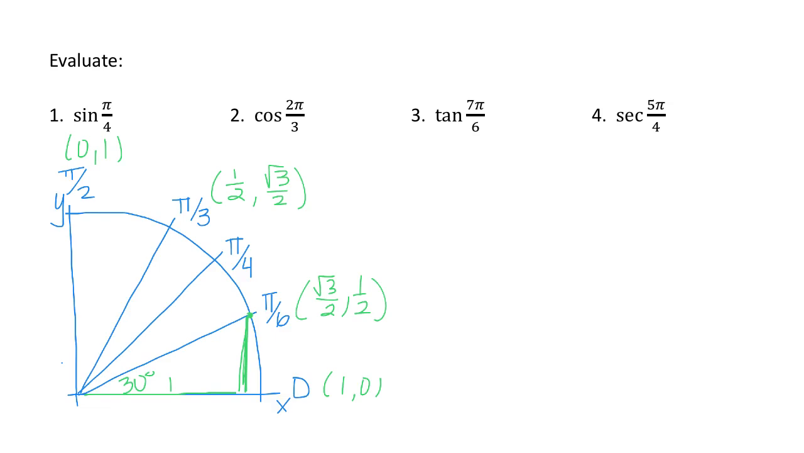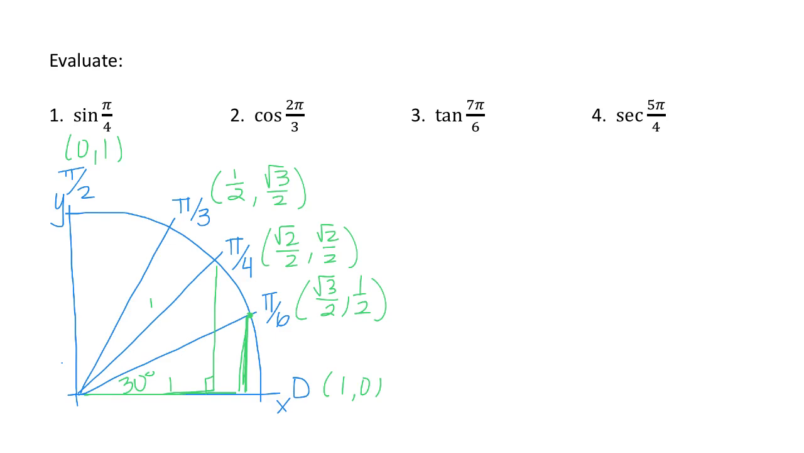And then pi over 4 comes from a 45, 45, 90 triangle. You go over and up the same distance, and those distances are root 2 over 2. Okay, so I'm going to use that as a reference for evaluating each of these trig functions.